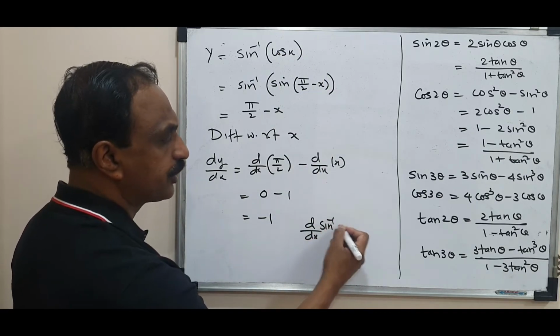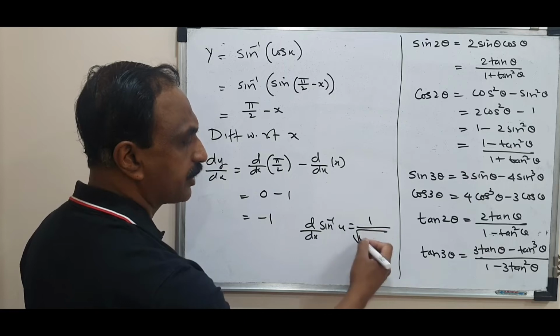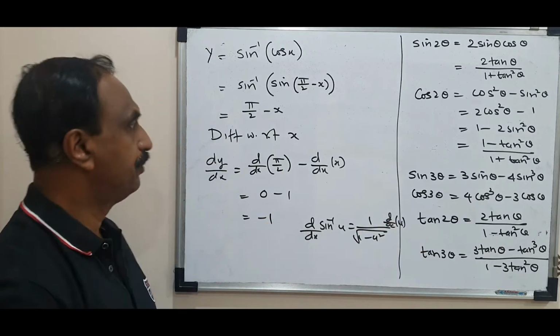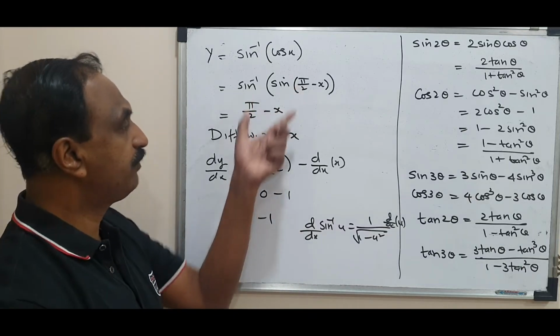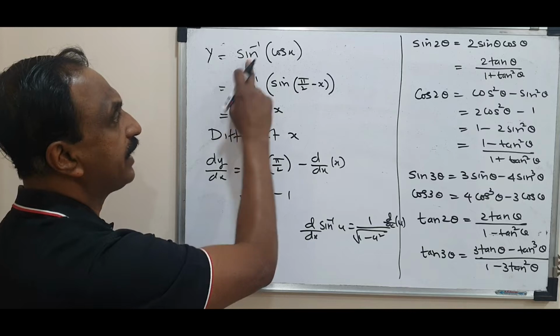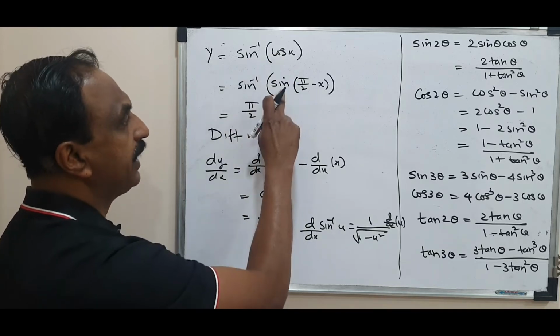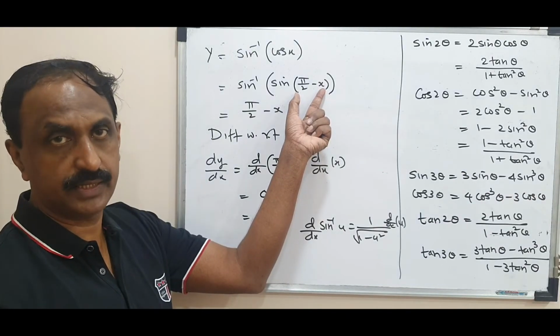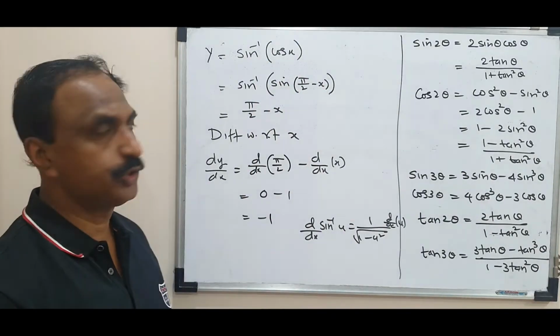Derivative of sine inverse u is 1 by root 1 minus u square into the derivative of u. This method can be applied, and you'll come to the same answer. But this you can do mentally, as many of the steps can be condensed. So that's why I told you, when outside is sine inverse, even if you have cos, it can be cancelled by changing the angle to 90 minus theta, pi by 2 minus x. So this is an important point to note.